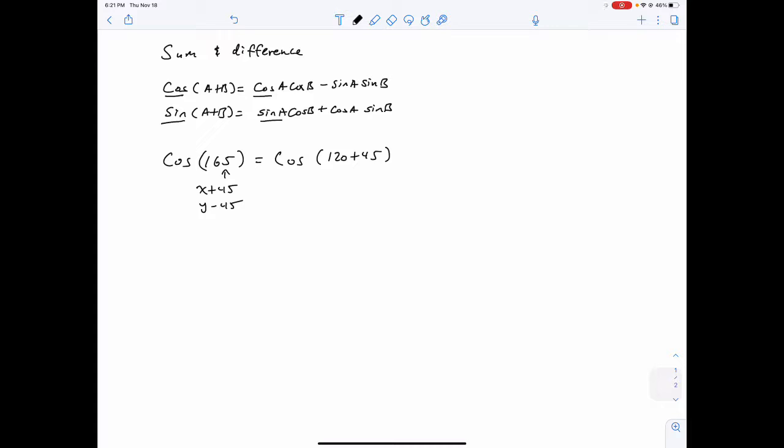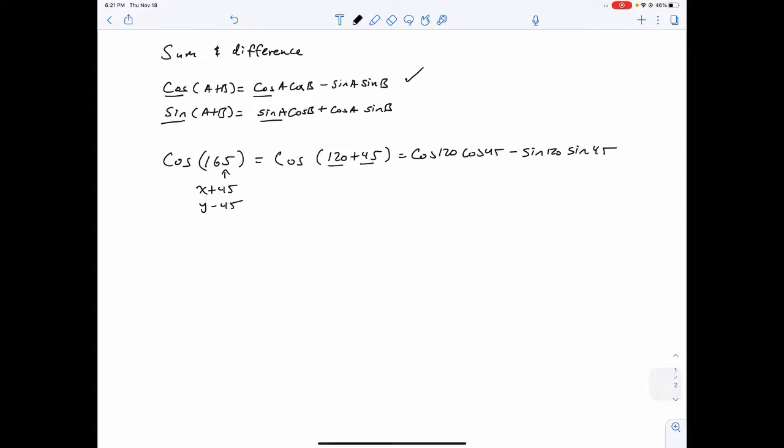So now that I've decided to use my sum identity, let's write that out. To use the top one up here, it's going to be cosine cosine sine sine. So cosine 120 cosine 45 minus sine 120 and sine 45.